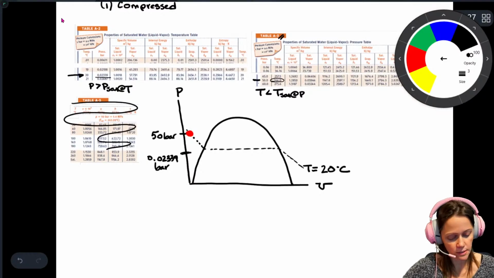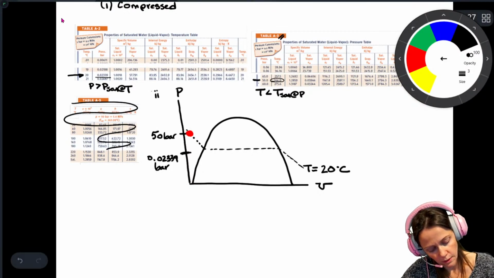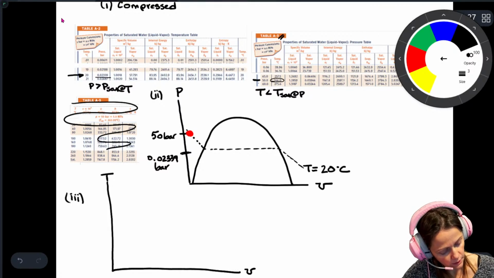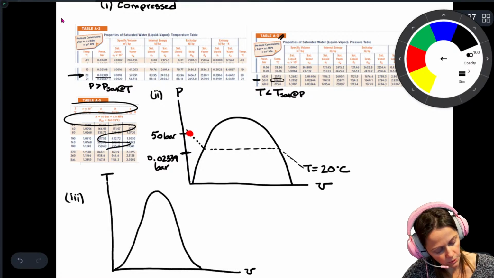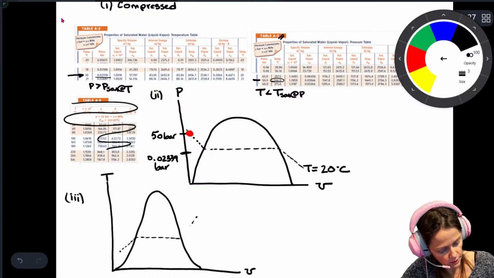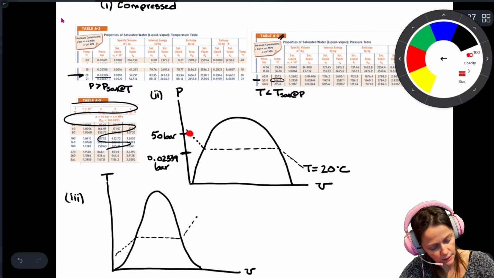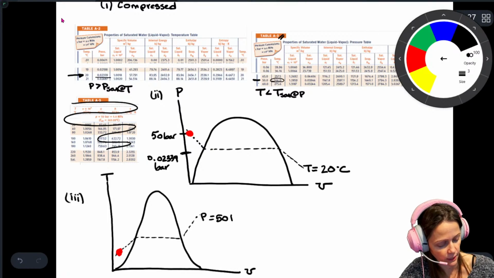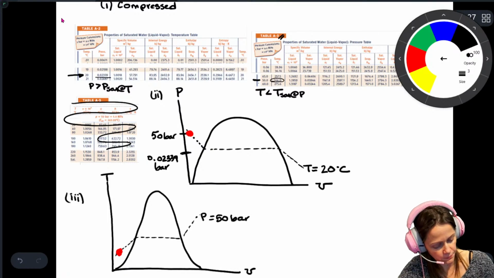And then we could also take care of our TV diagram. So there we go. Draw the line of constant pressure here. There's our state in the compressed region. Anywhere along here, our pressure is at 50 bar.